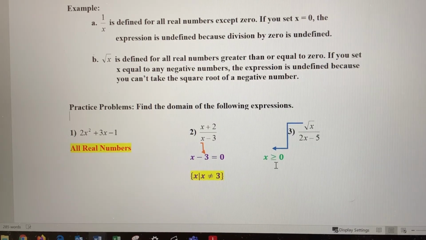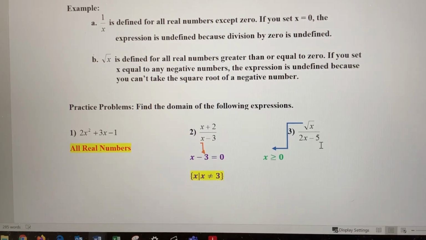X has to be greater than or equal to 0. The radical is in the numerator, okay? So x has to be what we call non-negative, okay? If it's 0, that's okay. I'm going to get an answer for that. If it's +1, +2, and so on, I get a real number answer in the numerator, okay? So the numerator, the domain for that is x is greater than or equal to 0.